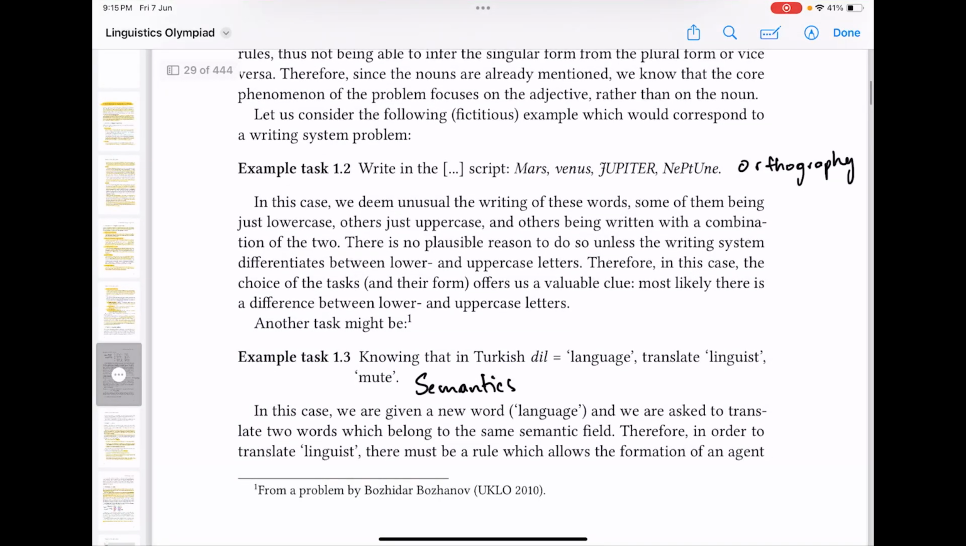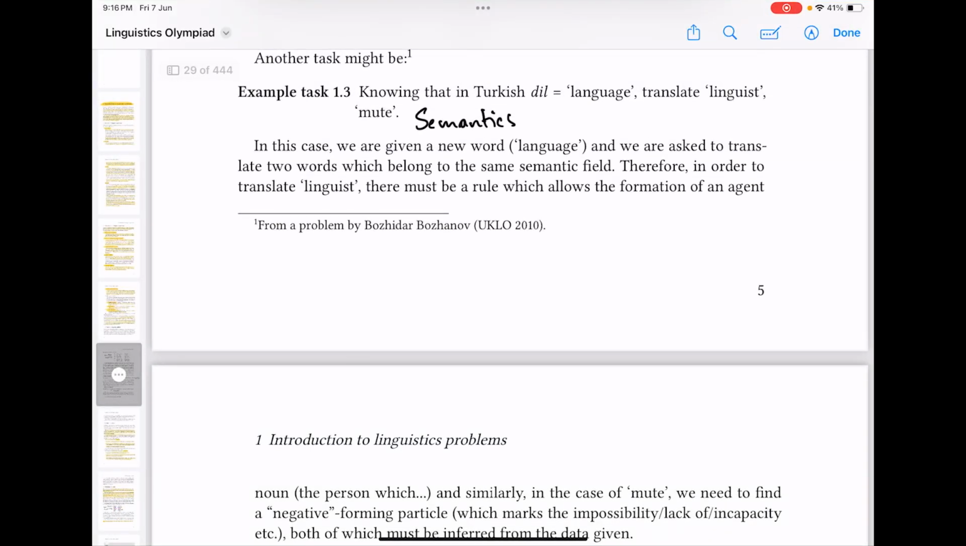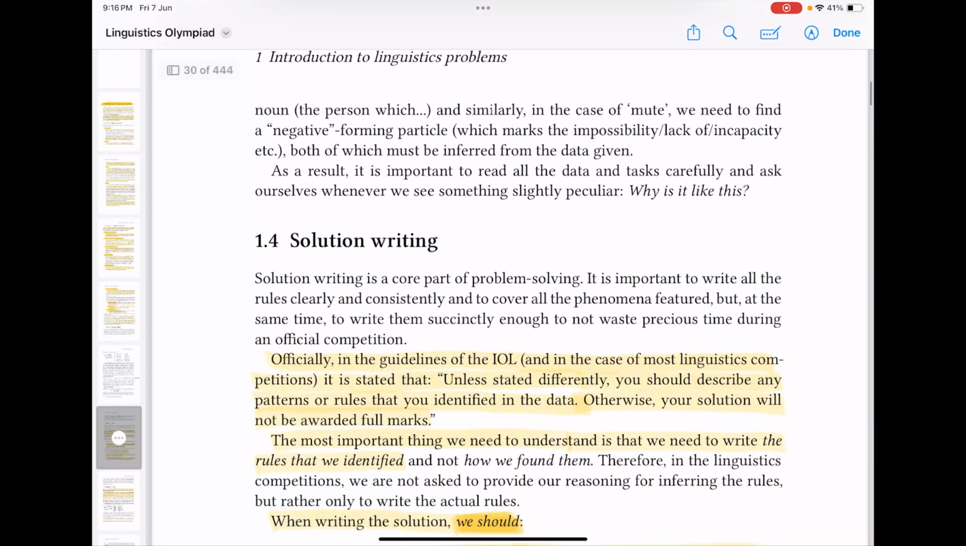Now this is an example of a writing script problem, orthography as we say. Another example of this is semantics. In Turkish, dil means language. So translate linguist and mute to Turkish. This is a semantics problem. Again, we don't have enough data for any of these, so don't worry about solving these.